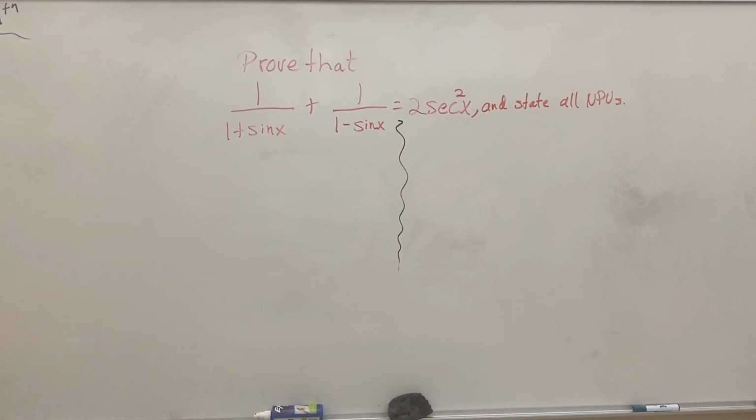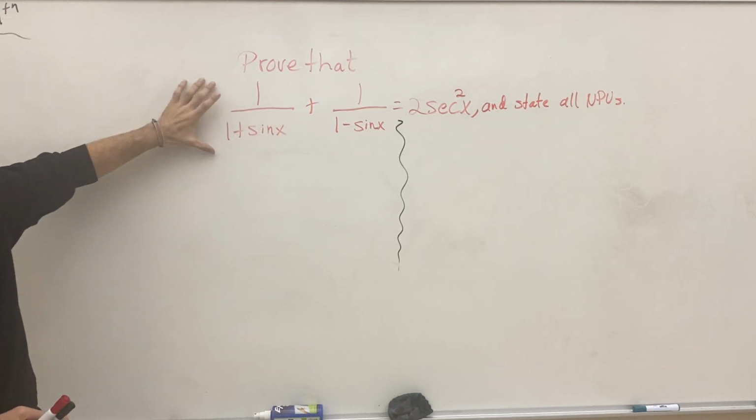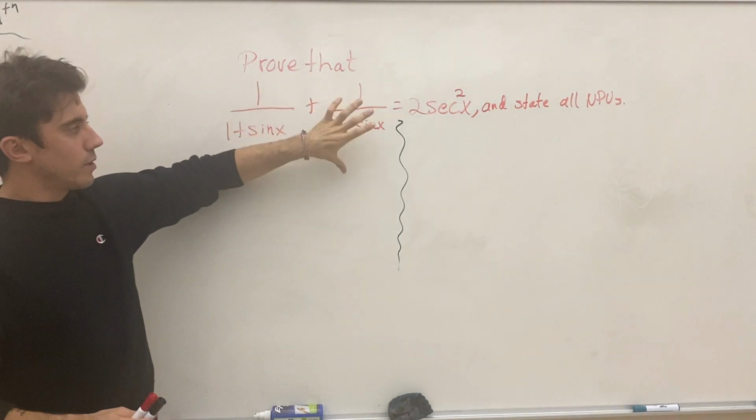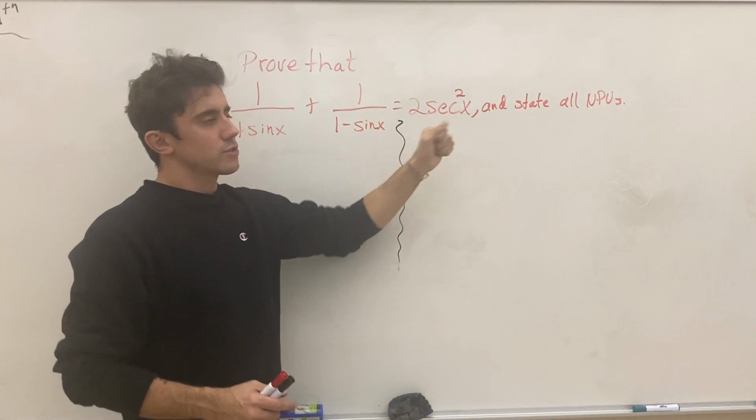Good afternoon, everyone. Today we're going to prove a trig identity, and we're going to prove that this left-hand side of 1 over 1 plus sine x plus 1 over 1 minus sine x turns out to be equivalent to the right-hand side of 2 secant squared x.